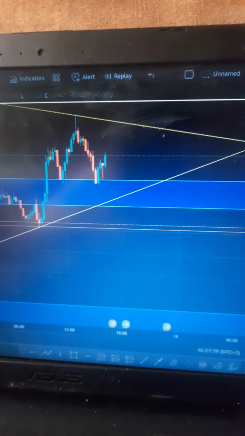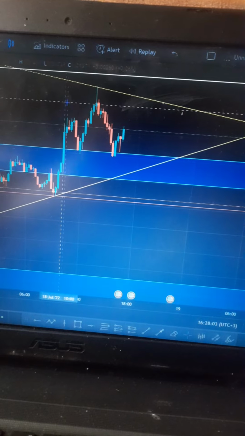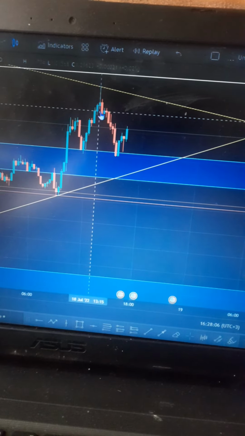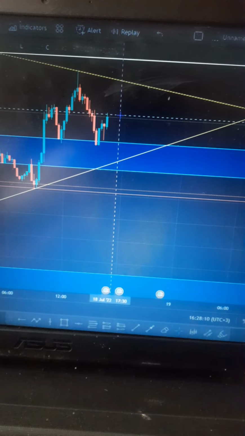There's a head and shoulders forming on the 15-minute chart. You can see the shoulder, the head, and the other shoulder is forming. I'm waiting to see how that plays out too.